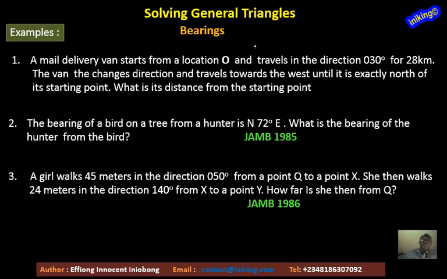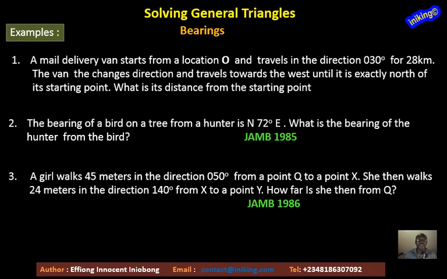Welcome to the second video clip on bearings. We are still looking at solving general triangles. On the screen we have three questions, the three examples we're going to treat to apply what we learned in the first video clip on bearings.